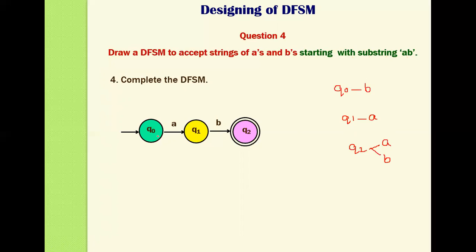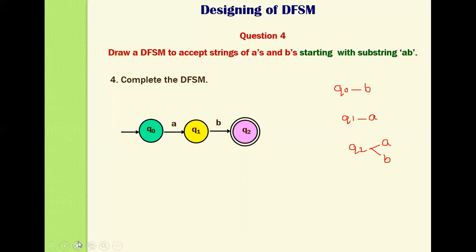It must start with AB, so can we have Q0 upon B as a self loop? You know the order. If I have it as a self loop, that means my string can start or begin with B. That is never possible, so I can't have B as a self loop here. This is not valid.